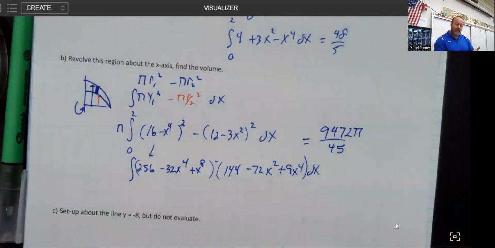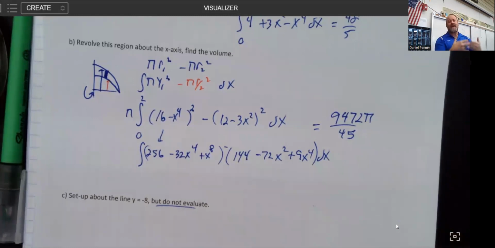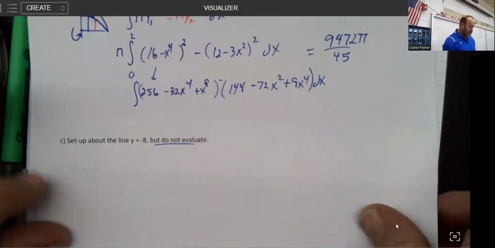Seems like it'd be hard, but look at what a nice, easy answer. Now, this is something that they tend to do on AP tests: they'll give you something like this, and then they'll ask you something kind of weird like this, where it says, set it up, but let's not even bother to evaluate. Just can you make it ready to go? So let's see if we can make this one ready to go.